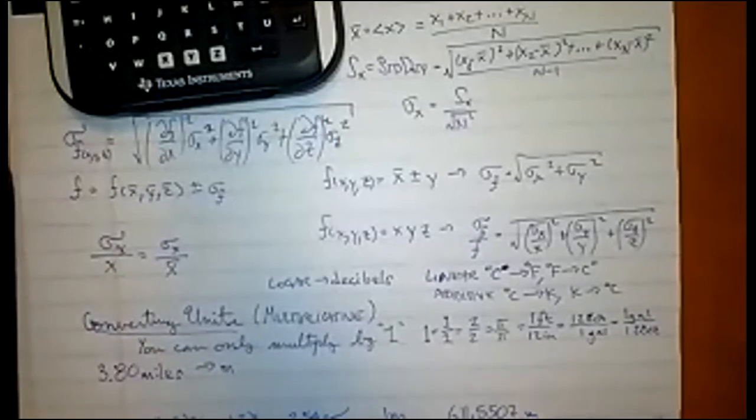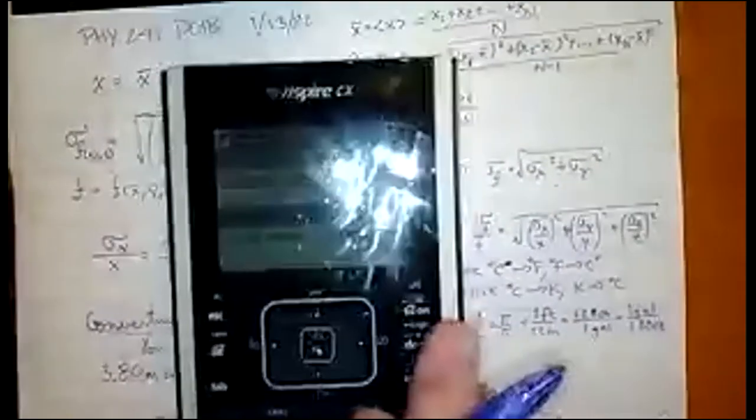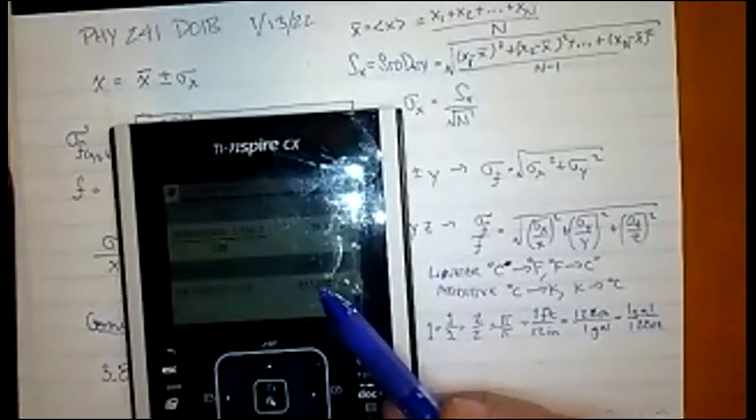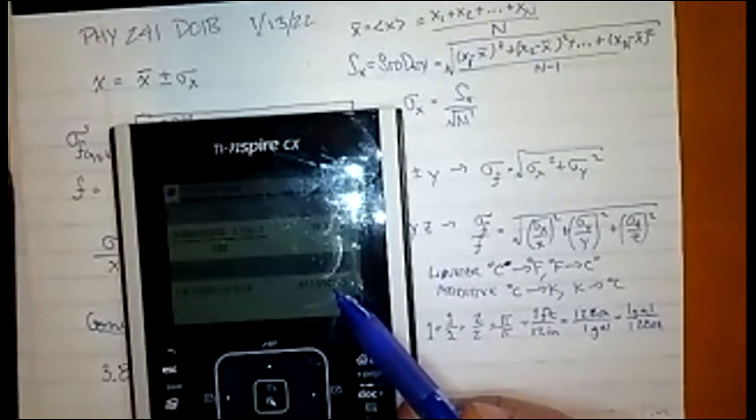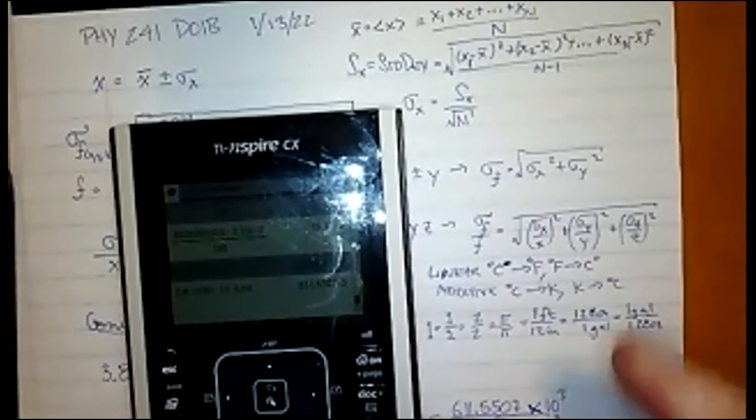So yeah, and this answer can't be right because it's 3.80, there you go. Did everybody see the mistake I made? I read my calculator and it says 611.5507. It said an E3 there. I missed that. So it should have said this times 10 to the 3. My fault.